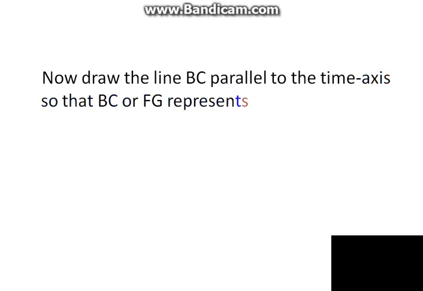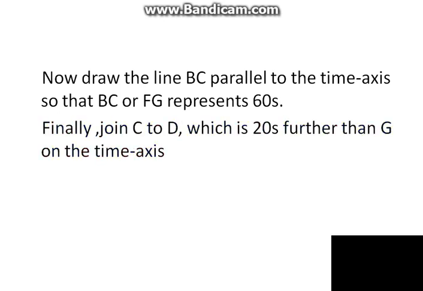Now, draw the line BC parallel to the time axis so that BC or FG represents 60 seconds. Finally, join C to D, which is 20 seconds further than G on the time axis. Plotting the velocity time graph.